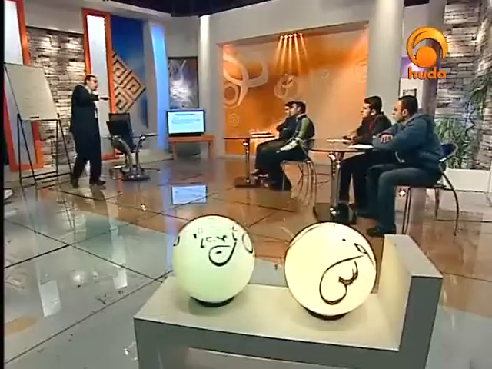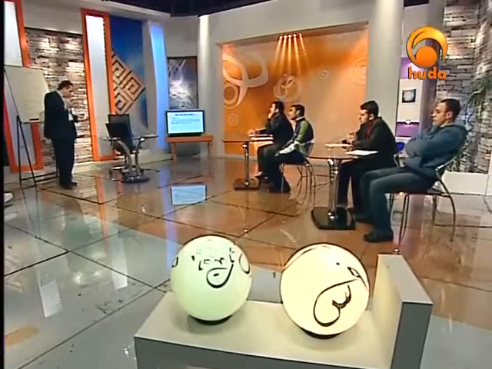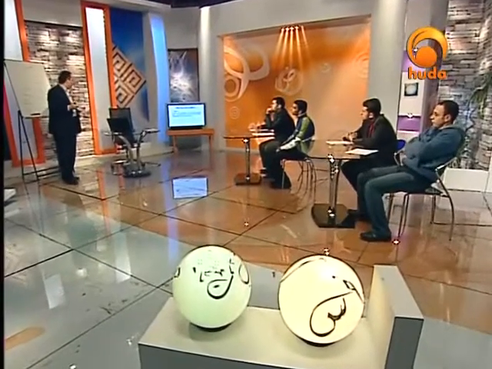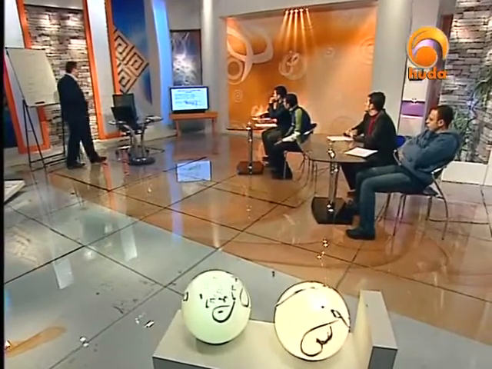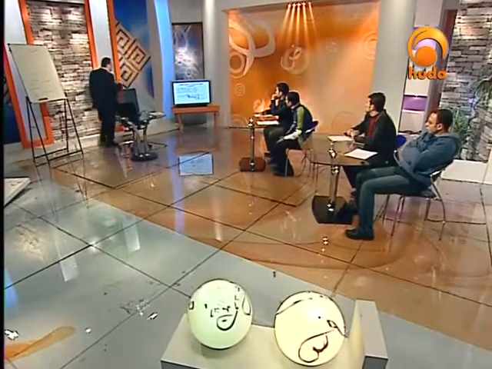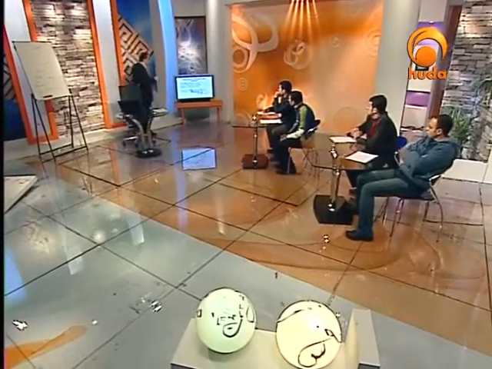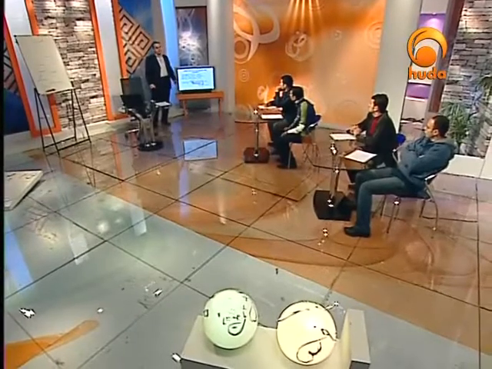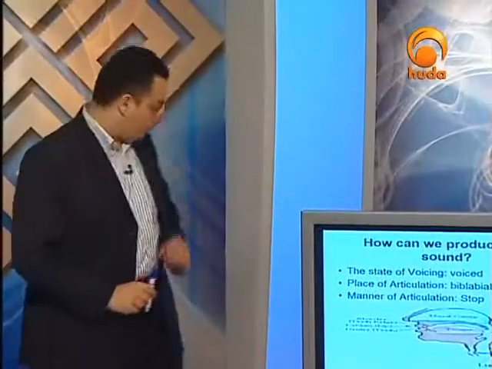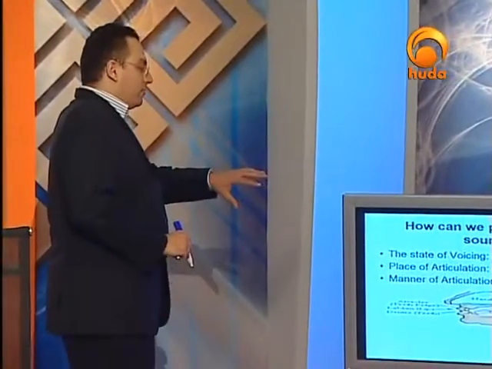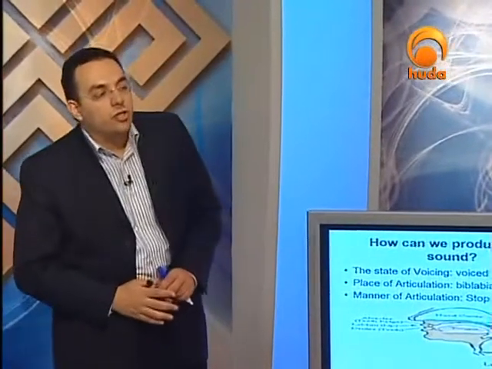Let me just move on here to how we can pronounce it. Here in the slides, we can see how we can produce the sound: the state of voicing, place of articulation, and manner of articulation. In a nutshell, in very simple and short terms, State of voicing. In every alphabet we pronounce, we have to make sure about the state of vibration here, whether we have vibration or not. This is my point.